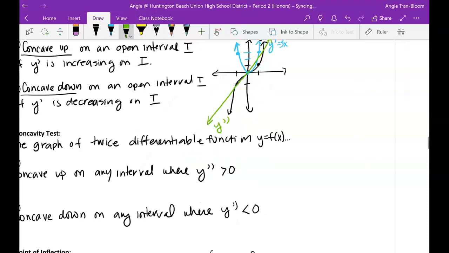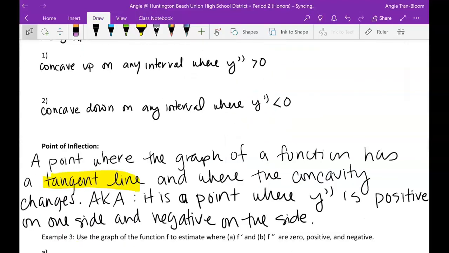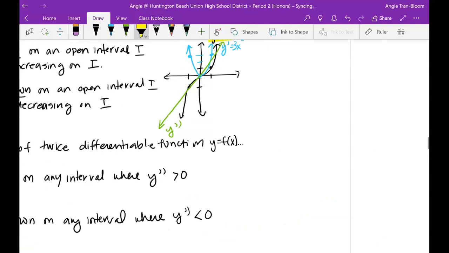So this point of inflection says where the tangent does exist, because it says here the function has a tangent line, and where the concavity changes, aka where y prime is positive on one side and then negative on the other side, or vice versa. So let's look at it.